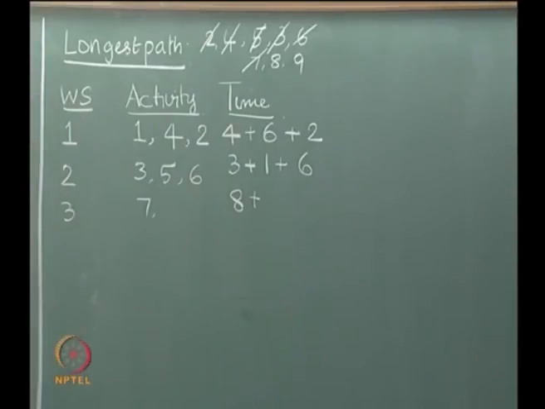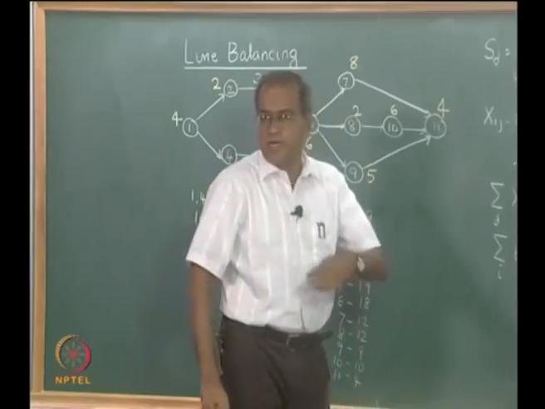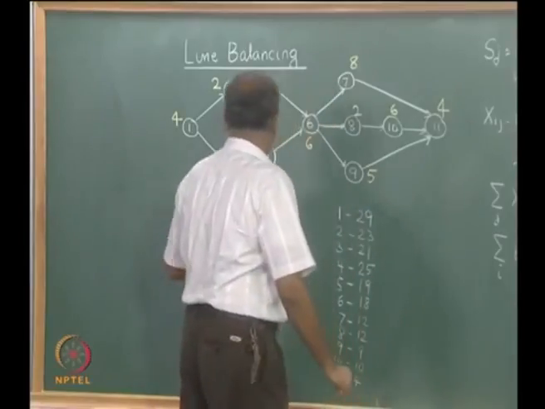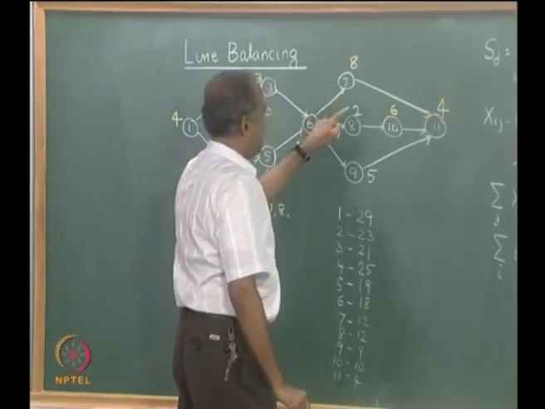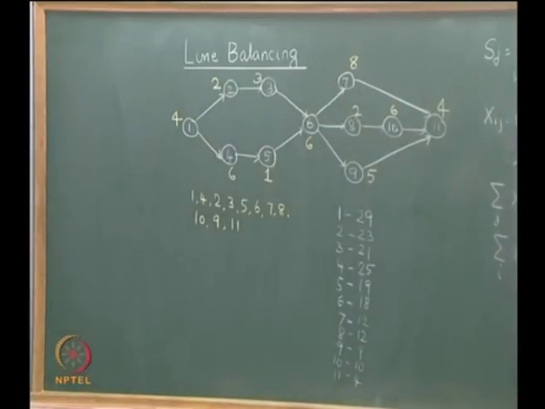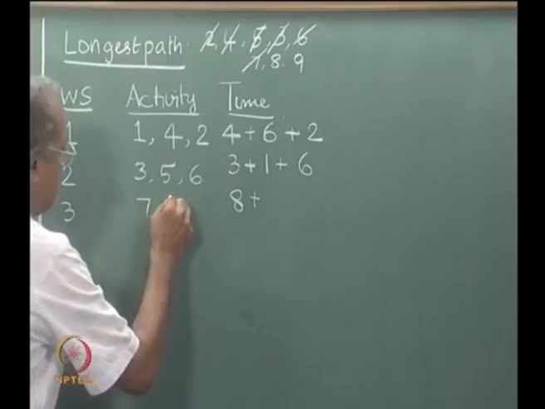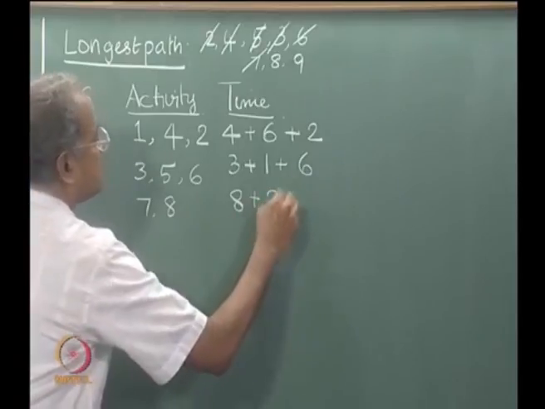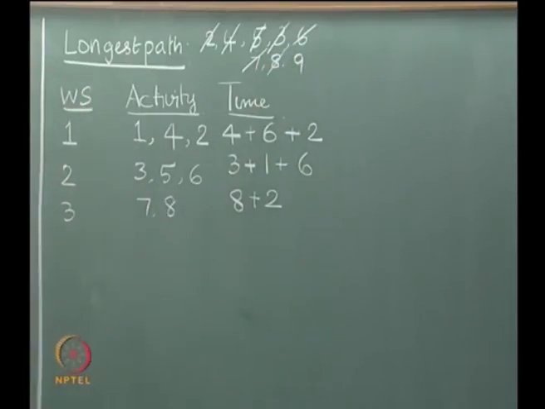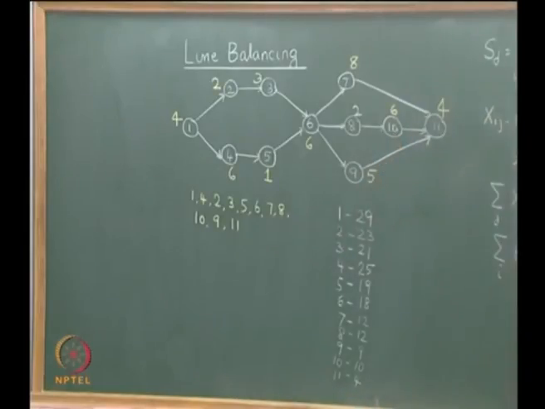We cannot add 11 because we still need to do 8 and 9. Now, between 8 and 9, 8 comes first, and 8 requires 2 units. So allocate 8 here, 8 goes. Now 10 comes next, so 10 comes here.